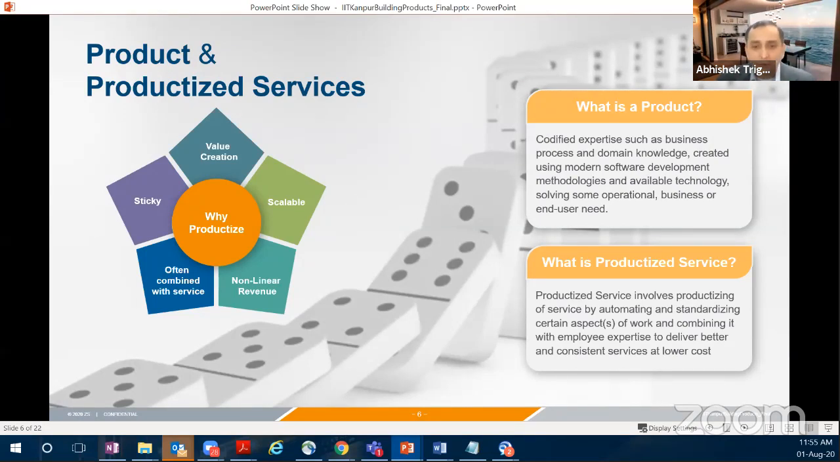Now, sometimes the question also comes in, why productize? And that is where, if you look at a little bit of the 5 elements that are worth calling out, the first and foremost is that of value creation. At the end of the day, the goal of any organization which is building product is to create value and deliver value to our end users.